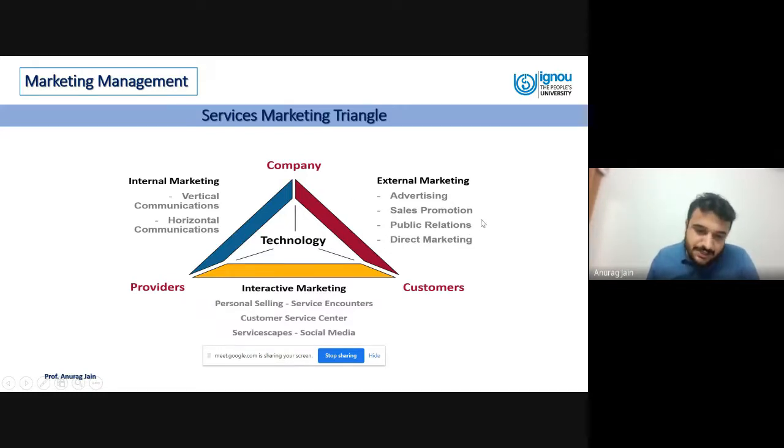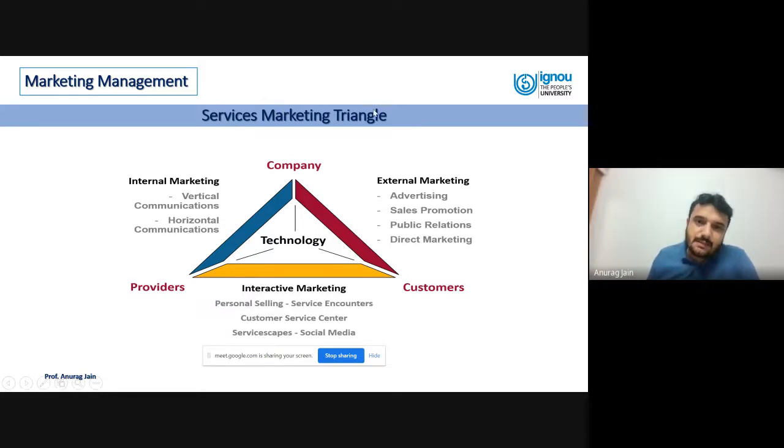And what communication are they doing? First, who they are, meaning what the company actually does and what kind of services they provide. Second important thing can be what difference they can make. If there are other competitors available in the market, how are they different from those competitors, and what are the offerings for the customers? And this comes under external marketing, right?